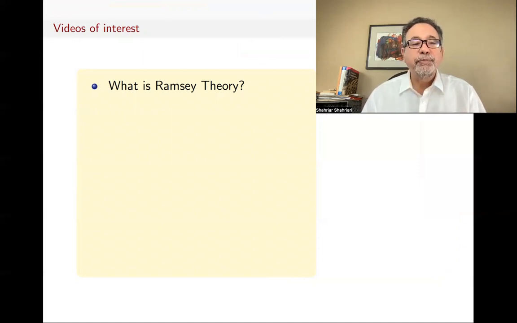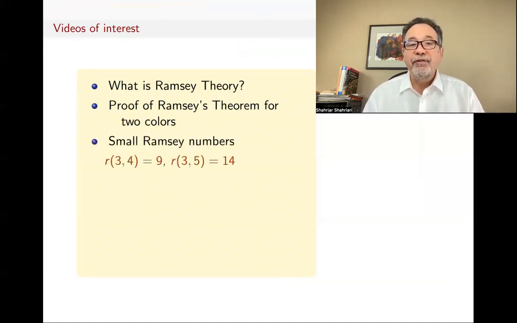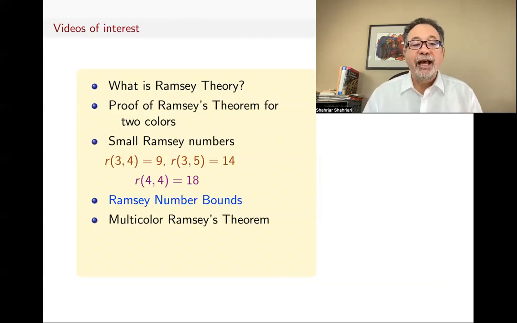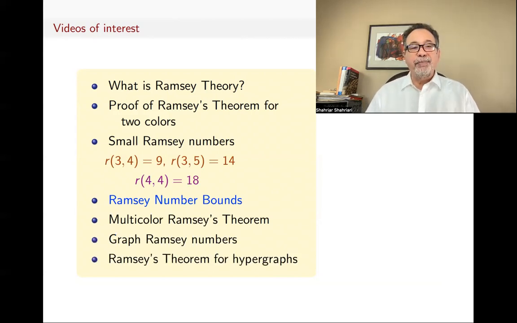But I have a video on what's Ramsey theory, where we, for example, prove R(3,3) is 6. Then we have the proof of Ramsey's theorem for 2 colors. That's a different video. I have a video on small Ramsey numbers where we prove that R(3,4) is 9, R(3,5) is 14, and R(4,4) is 18. This one was Ramsey number bounds. And there hopefully will be other ones on multicolor Ramsey numbers, graph Ramsey numbers, and Ramsey's theorem for hypergraphs.